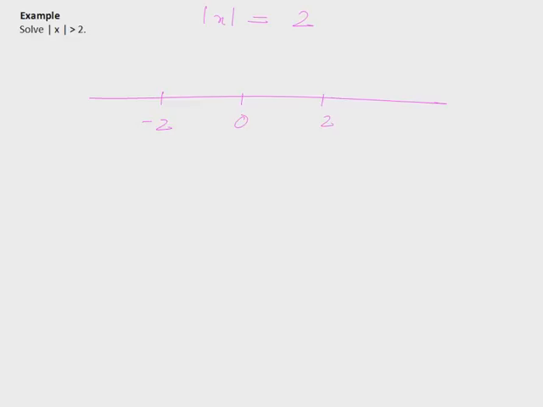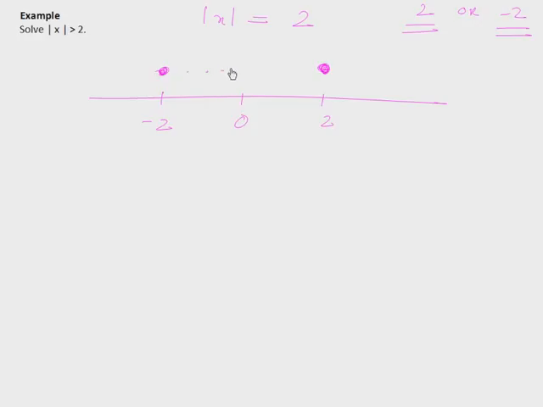So which are the two numbers whose absolute value is equal to 2? We know those. 2 or minus 2. These are the two solutions for x. So I mark them. These are the two numbers whose absolute values are equal to 2.